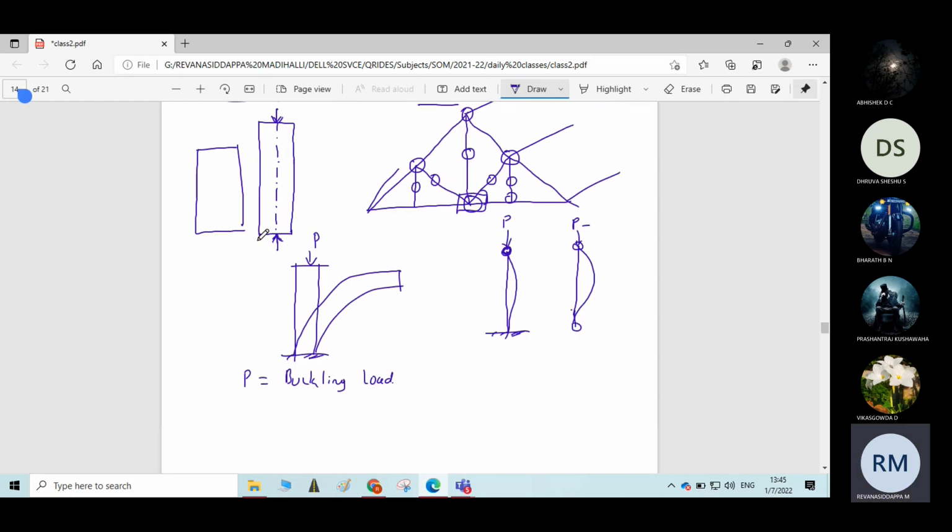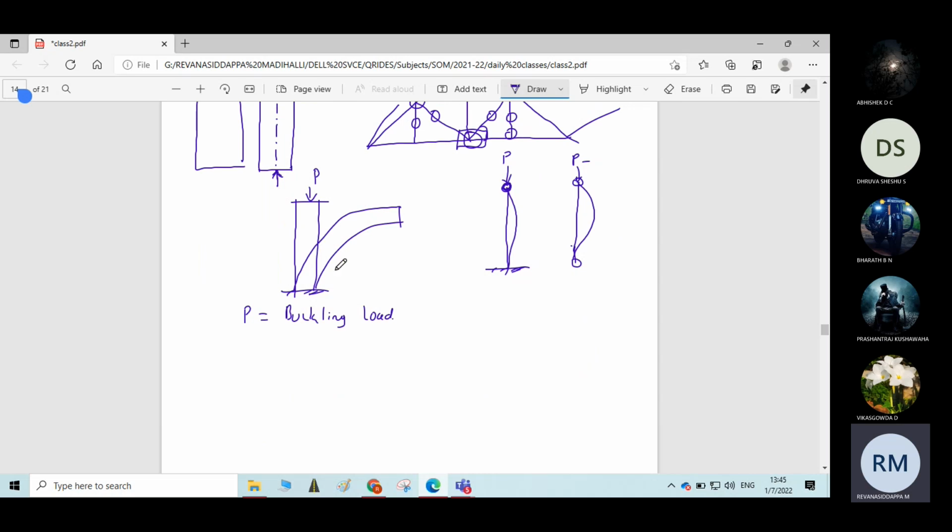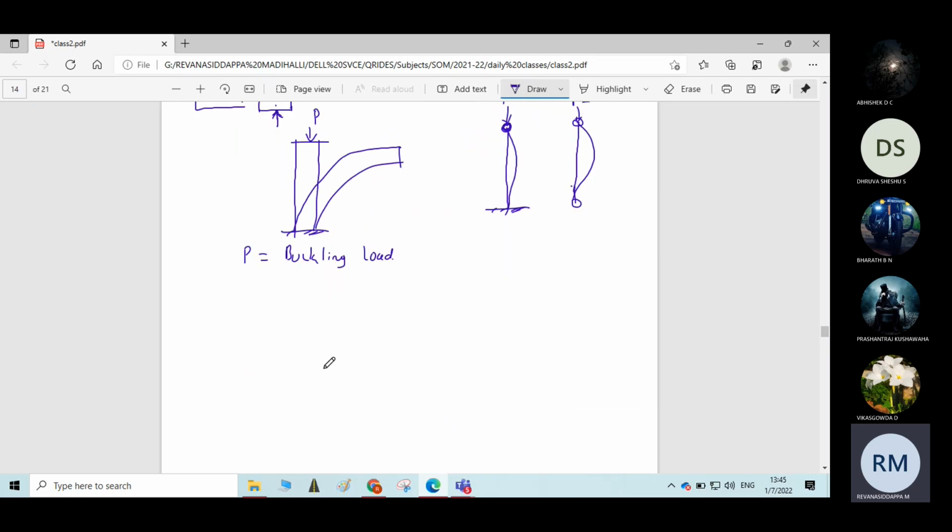What is the meaning of buckling load? It is a load at which the column will tend to buckle. The column will start buckling, the column will start bending. That load we call the buckling load. Now, as a civil engineer, we should know for a particular column what its buckling load is, meaning the load at which the column will undergo deformation.